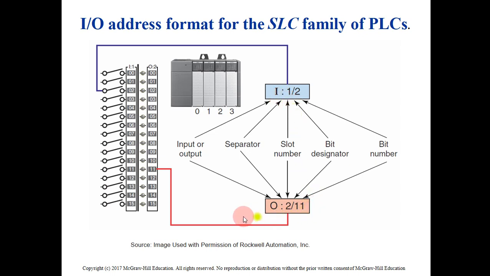As you can see here, this is terminal 11. This is slot number 2 output, so it is output slot number 2. This one is input slot number 1. So you can see input slot number 1. This is how we can understand the addressing process of the PLC, or the SLC family of controllers.